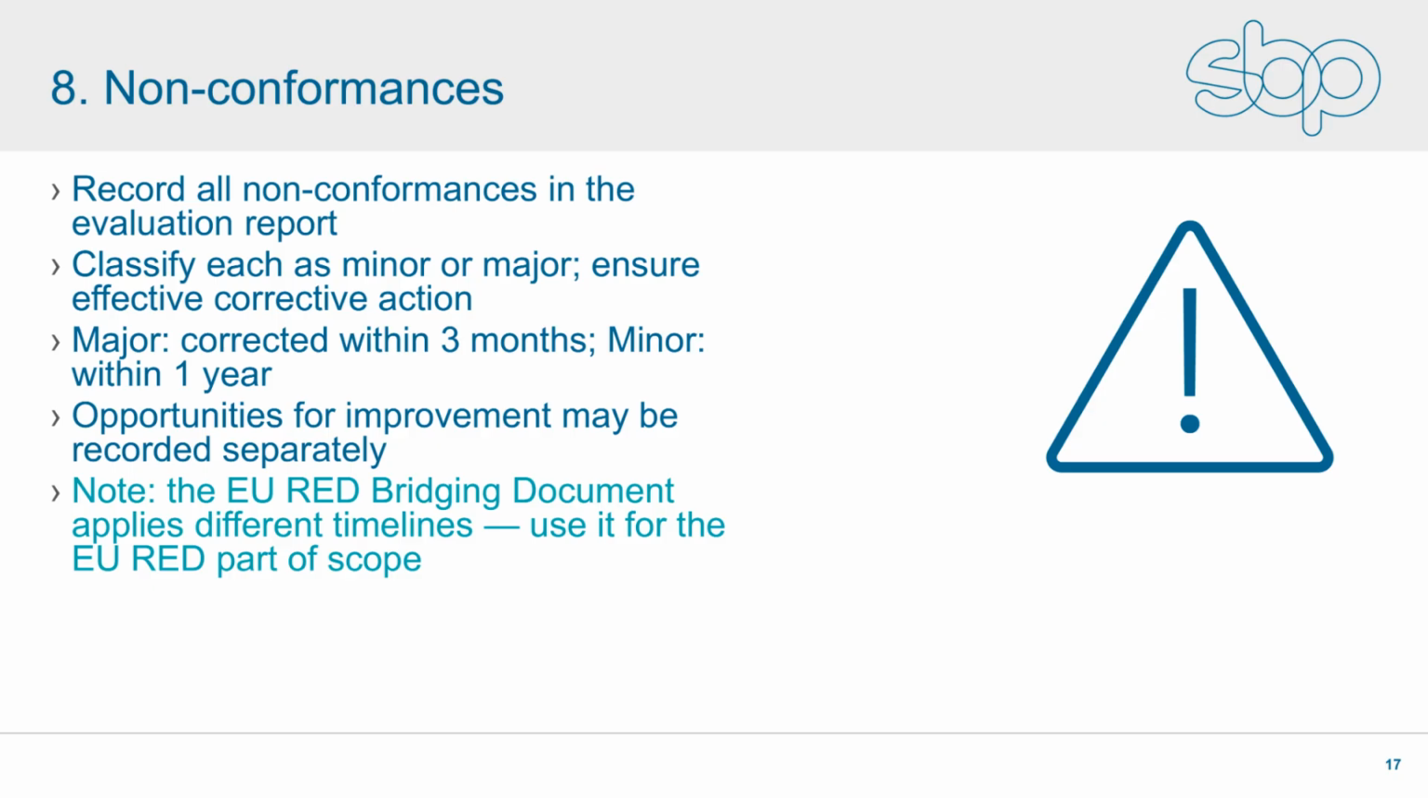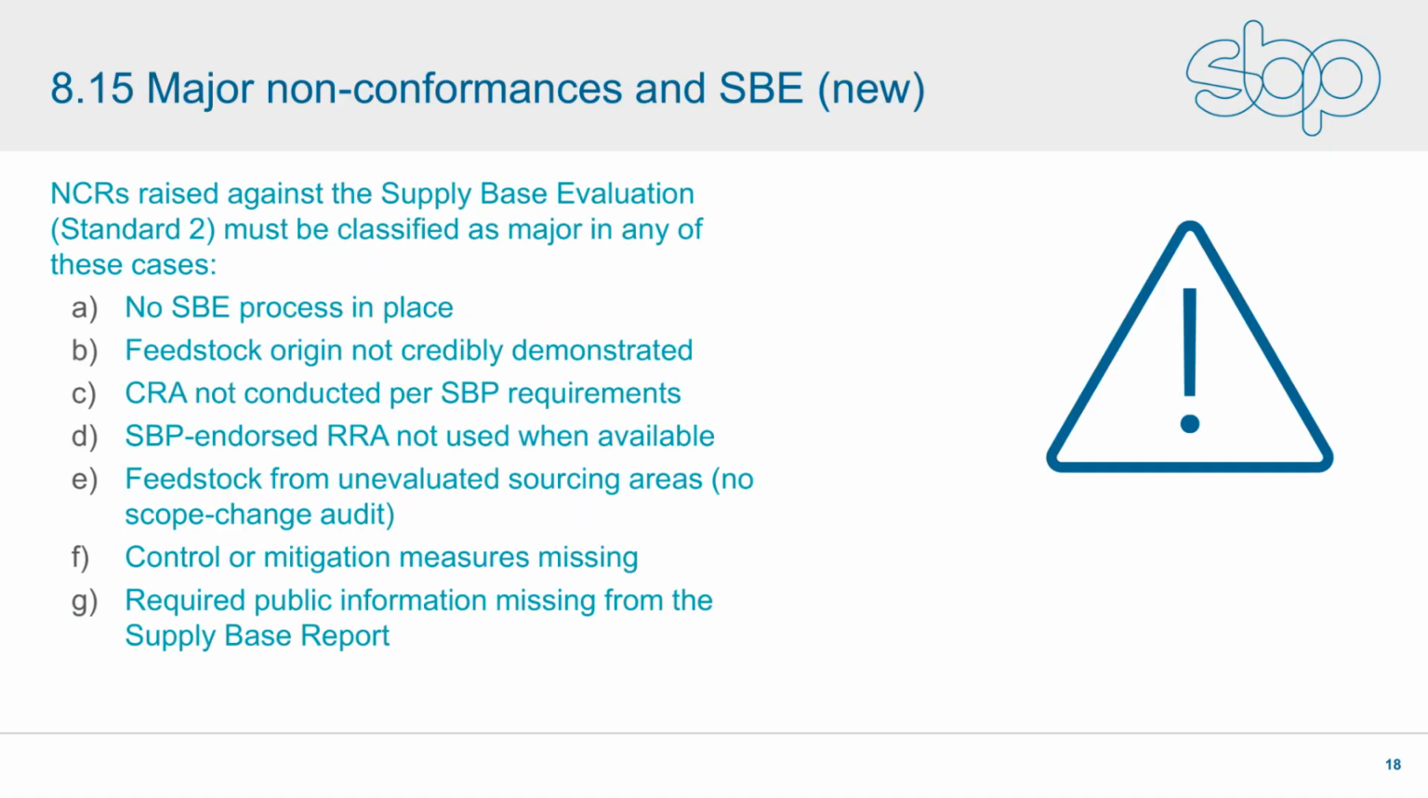Timelines start from the date of the certification decision, except for major non-conformances, where the clock starts from the date the major corrective action request is formally communicated in writing no later than 30 days after the closing meeting. One important reminder: the EU RED bridging document applies its own non-conformance rules that differ from Section 8, and those rules must be followed when auditing the EU RED part of the scope. This is an important new requirement in version 2.1.